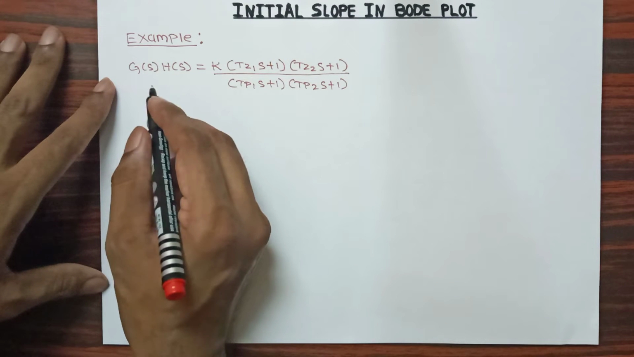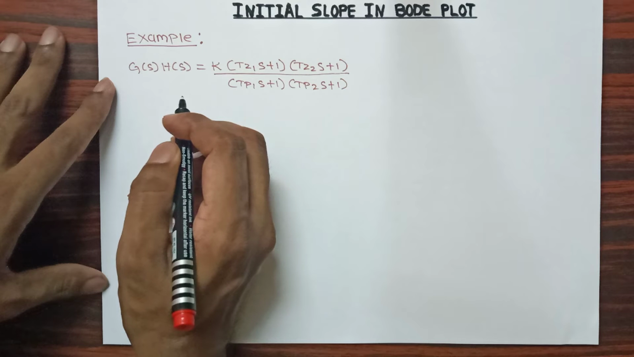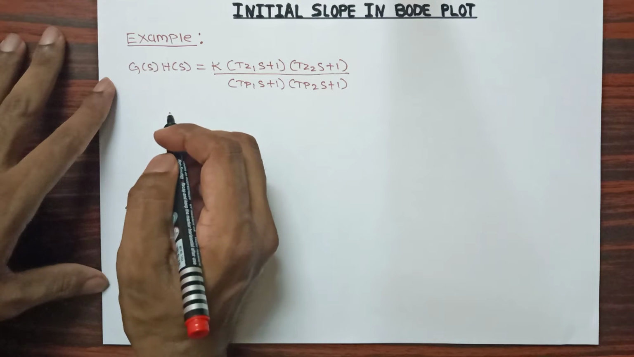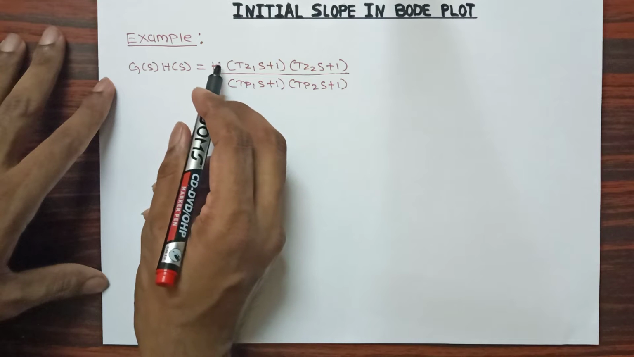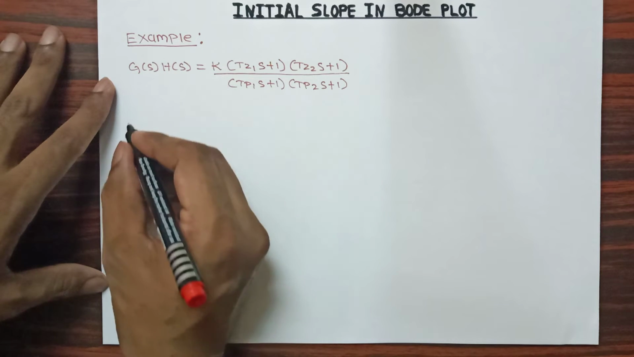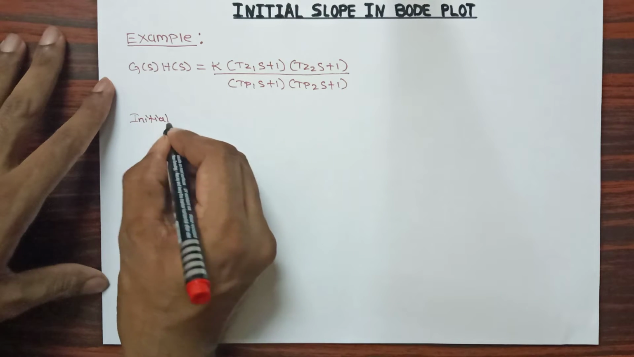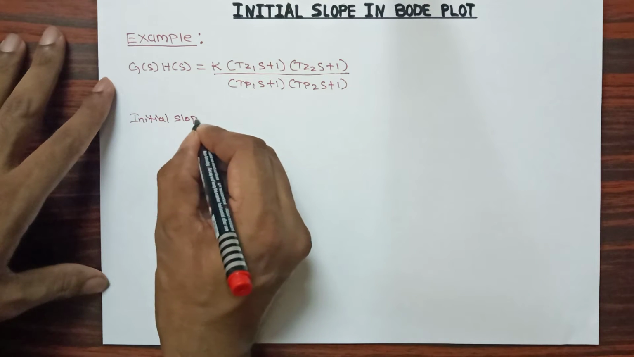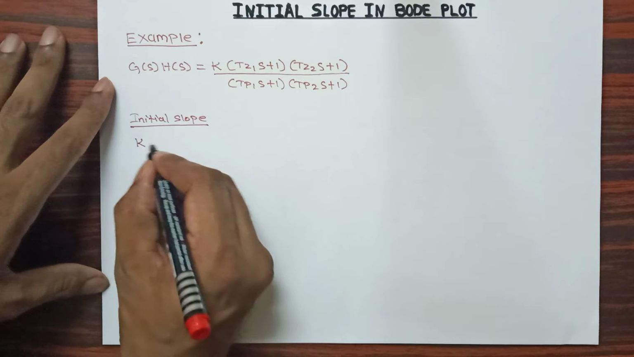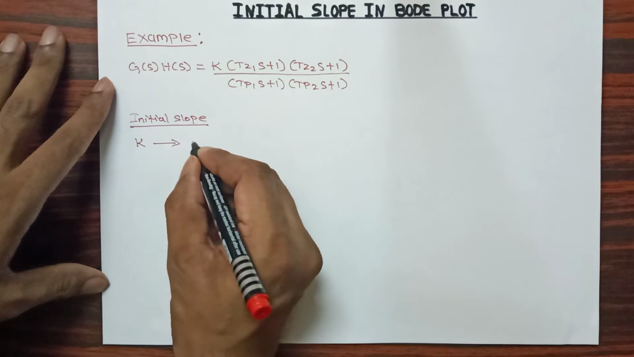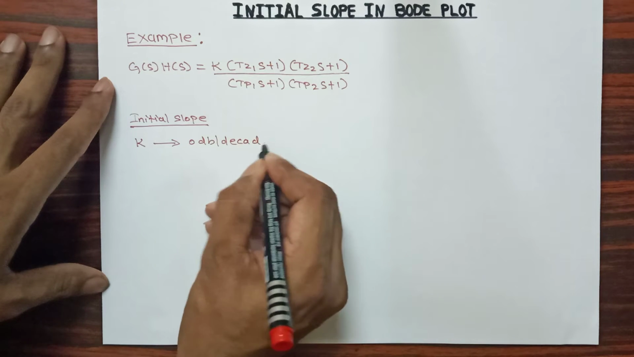In this case after substituting s equal to j omega, we are going to calculate the initial gain and then we are going to find the initial slope. And in this example I am having only gain K, therefore if only K is there, the initial slope is 0 dB per decade.